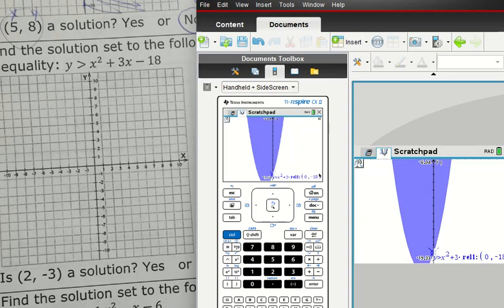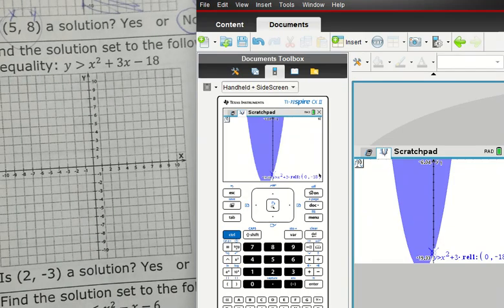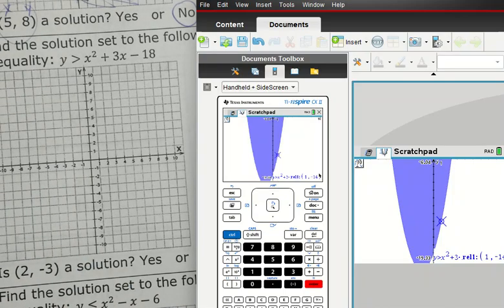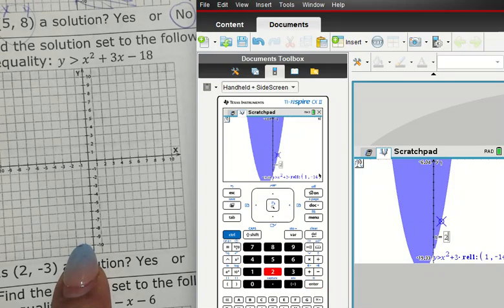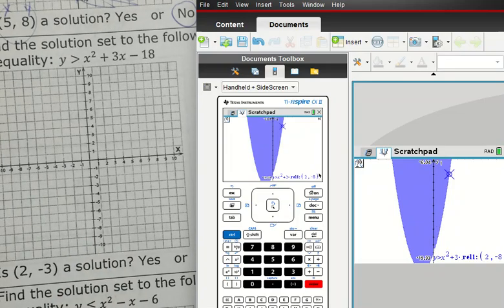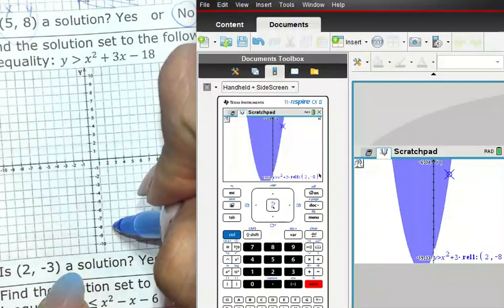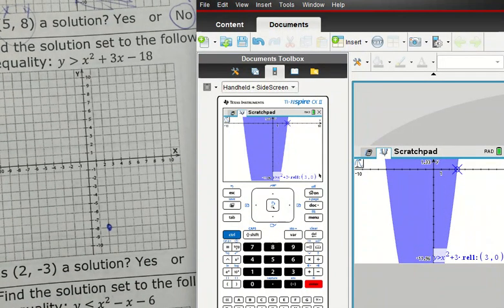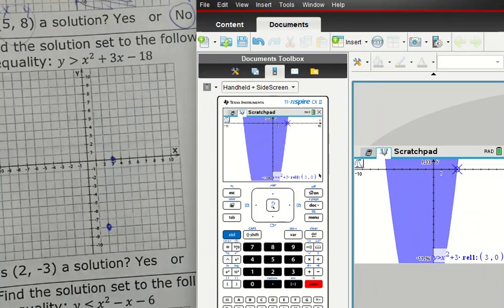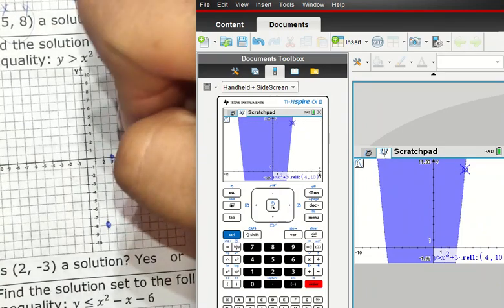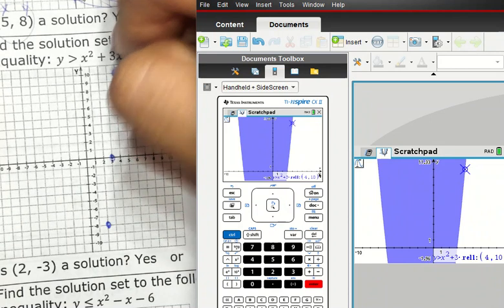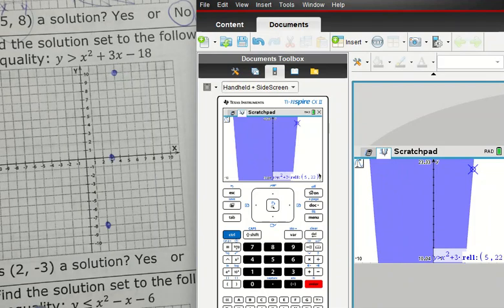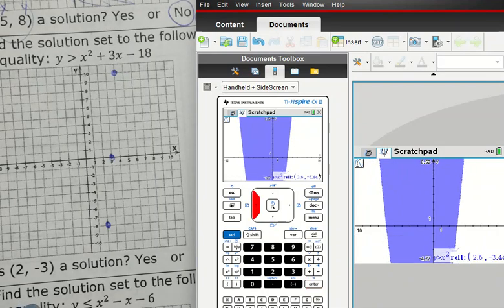And then 0, negative 18 is the y-intercept. We cannot graph that, it's too low. I'm going to type 1, enter, and that's negative 14. Nope, 2, enter. Yep, that works. So 2, negative 8, 3, enter. We have 3, 0, and 4, enter, and that's 4, 10. Then 5 will be too high, so we're going to stop there. We can always go back to the other side.